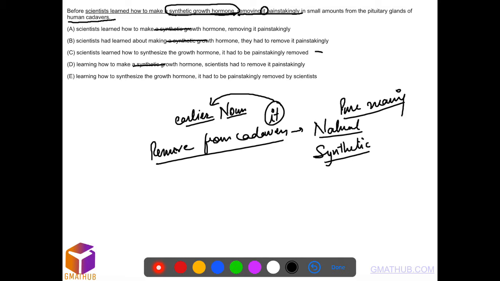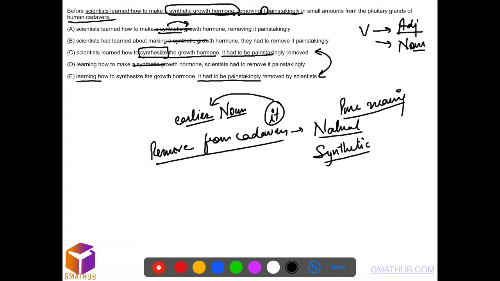So between C and E, scientists learned how to synthesize the growth hormone. Now this is a pure verb form. So as we have seen in the previous question, verb form always takes precedence over adjective form or noun form. To synthesize, that's the verb form. Synthetic growth hormone, synthetic is getting used as an adjective for growth hormone. So in that sense also, synthesize makes more sense, it takes precedence. Now between C and E, learning how to synthesize the growth hormone, it had to be painstakingly removed.